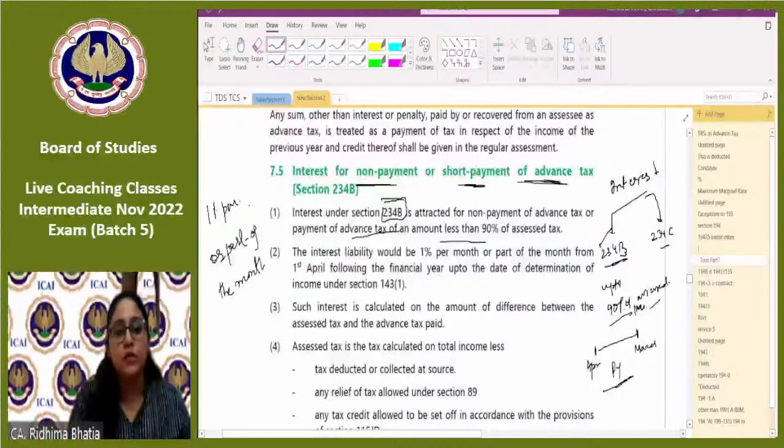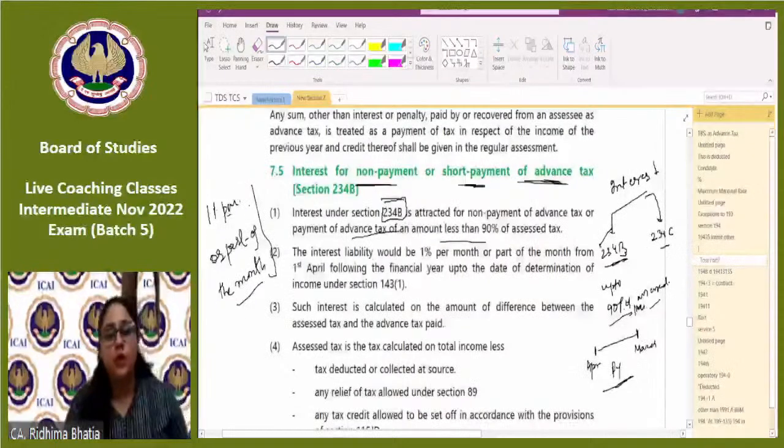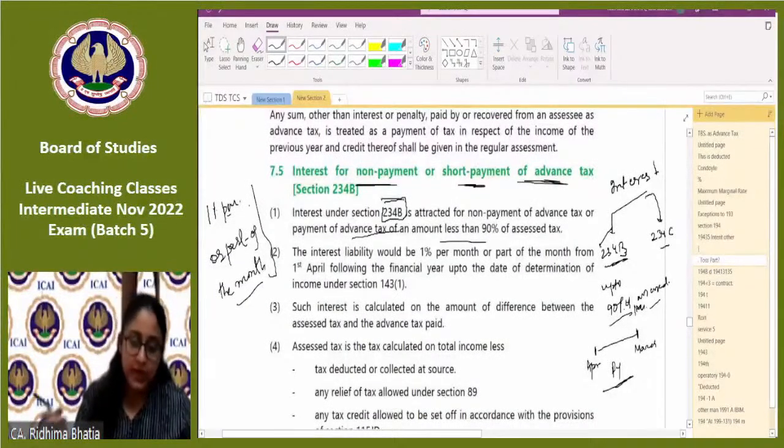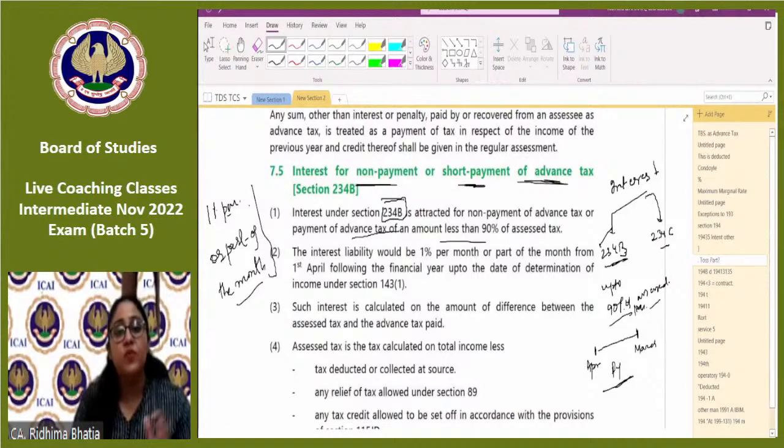But now you will ask, ma'am, 1% per month or part of the month, but from which date to which date? Now think about it. You have to calculate the interest on the short payment of advance tax during the year. Till the time is available, you will not calculate the interest. When the time gets over from that period, you will calculate the interest.